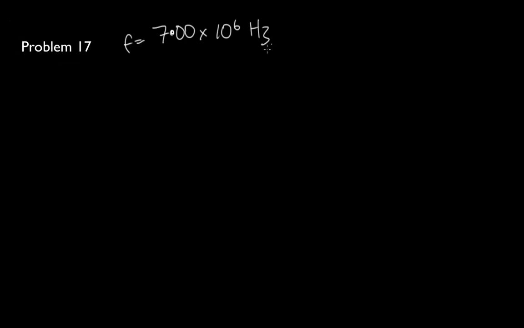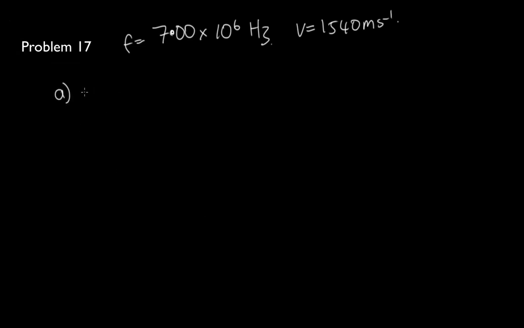Problem 17. So we're told that an ultrasound device uses a signal with a frequency of 7.00 megahertz. So that's 7.00 times 10 to the 6 hertz. This signal consists of sound waves with a velocity of 1,540 meters per second inside the human body. And part A, we're asked what is the wavelength of this signal inside the human body.